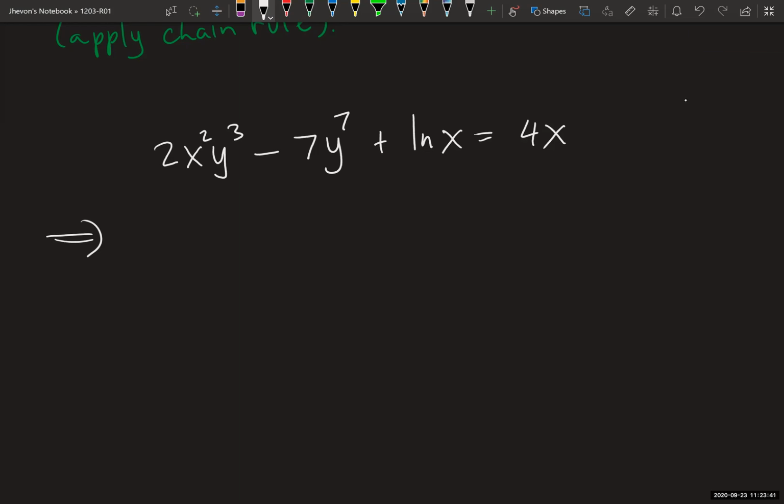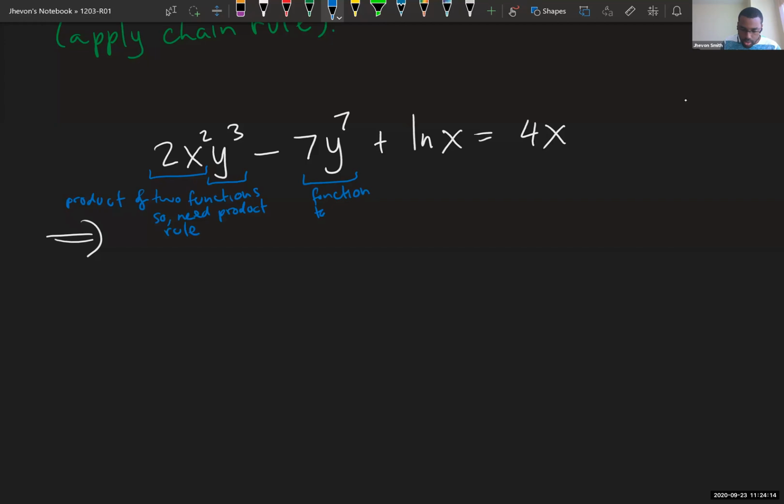Not really, I don't think so. You can just think of this as two functions, like there's a 2x squared, and then there's a y cubed. So then you could do the product of, so you need the product rule. This guy here is a function to the 7th power, need chain rule.